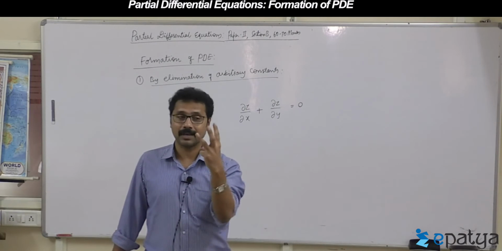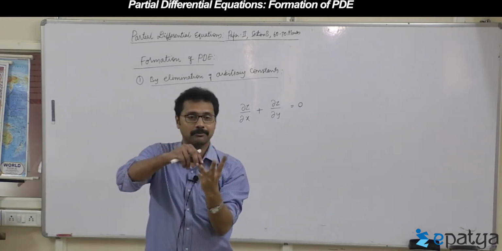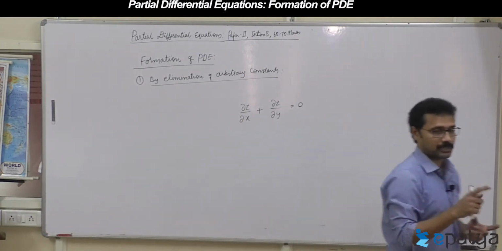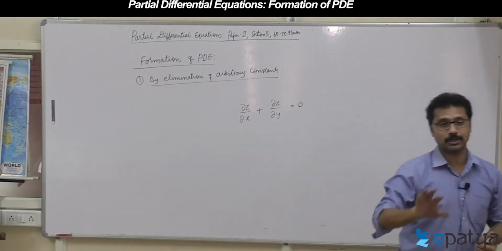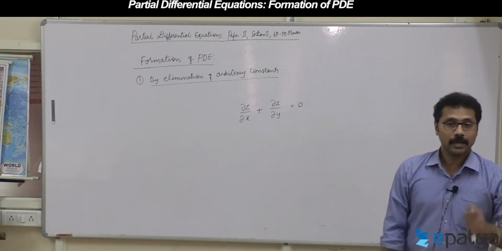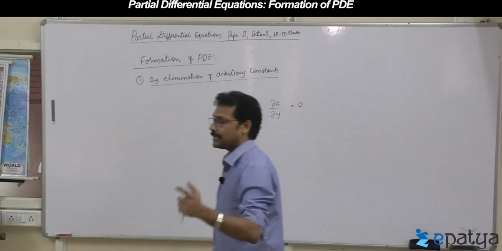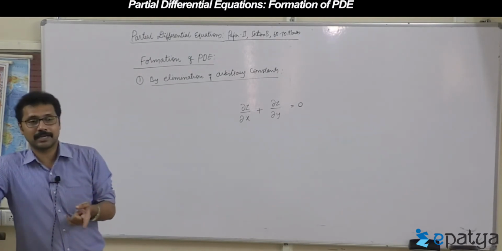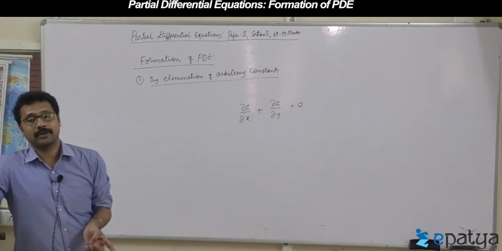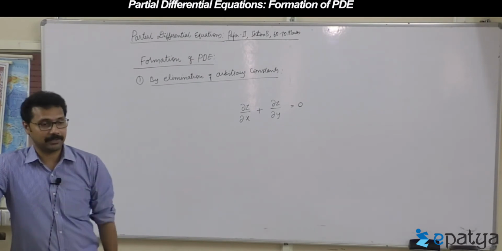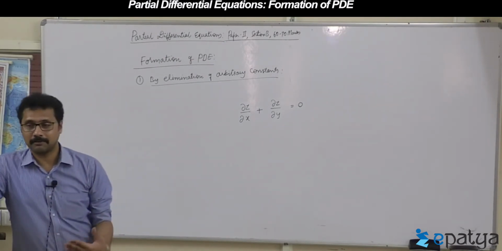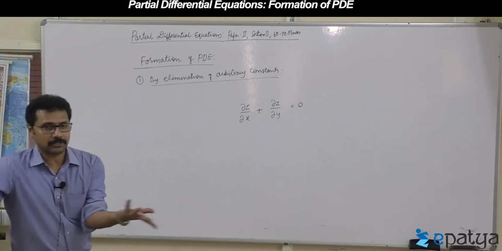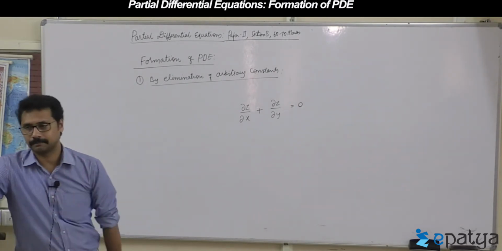But if I have three arbitrary constants, then I may need to go for higher order. So in partial differential equations, especially in the formation of partial differential equations, you go to higher order only in the cases wherein you have a number of arbitrary constants more than the number of independent variables. Because if you have arbitrary constants exactly equal to the number of independent variables, in the first order itself I can get the differential equation.